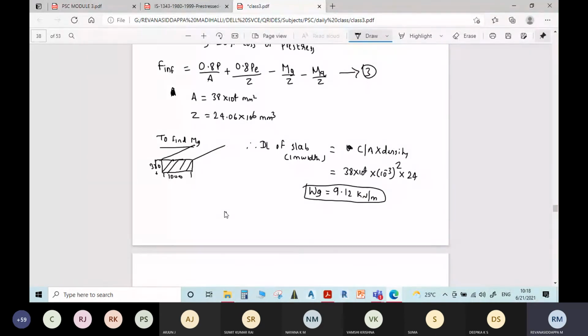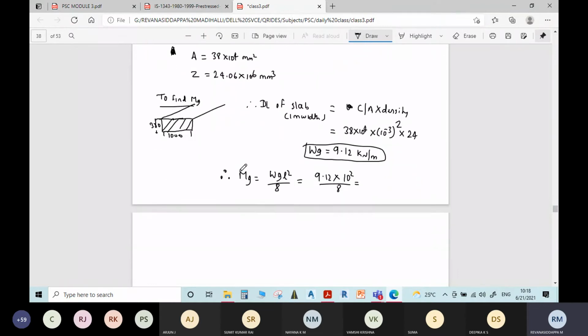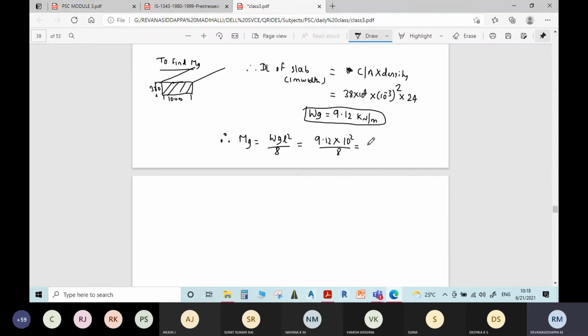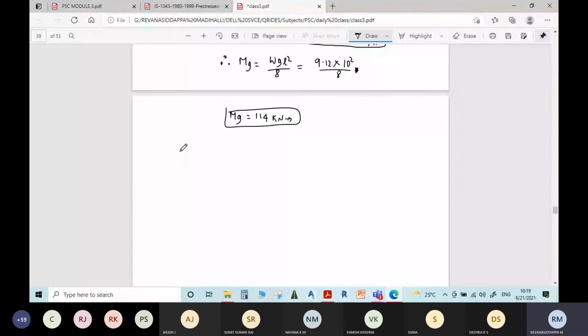Therefore, mg is equal to wg l square by 8. 9.12 into length, 10 meters squared, divided by 8. How much? 114 kilonewton meter. Okay.